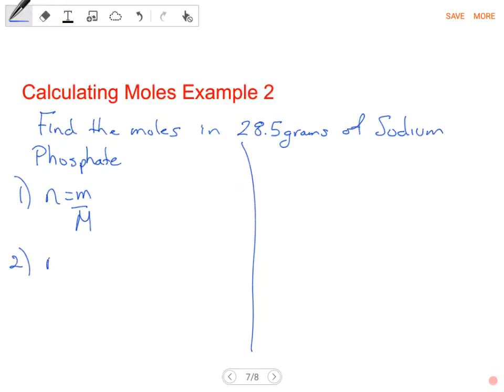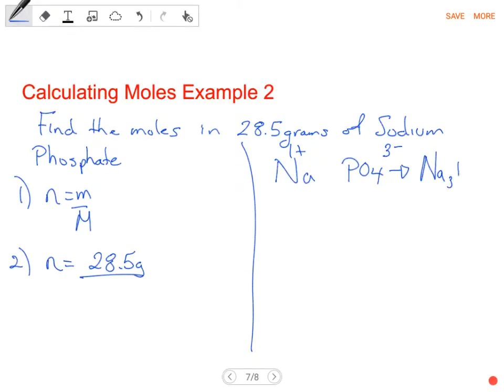Step 2, input what you have. We need molar mass. So sodium phosphate. Sodium is 1 plus. Phosphate is PO4, and actually I believe phosphate is 3 minus, not 2 minus. It is 3 minus. So in this case, when they form a compound, we're going to have Na3PO4.